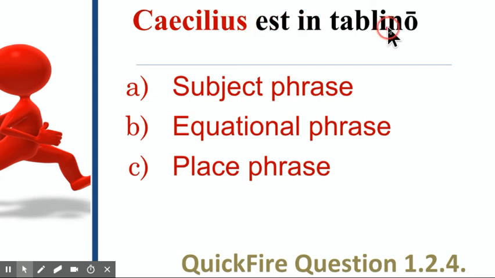All right, let's play with it. Caecilius est in tablino. So what kind of phrase is that? It's nominative, so it's a subject phrase. We haven't covered place phrases yet, so it can't be that. It's either equational or subject phrase. Well, it's got est, that could be equational, but wait a second. You need a subject for your actions. All verbs have to have a subject phrase. We don't have another one there. There's not another nominative, so it's clearly a subject phrase.